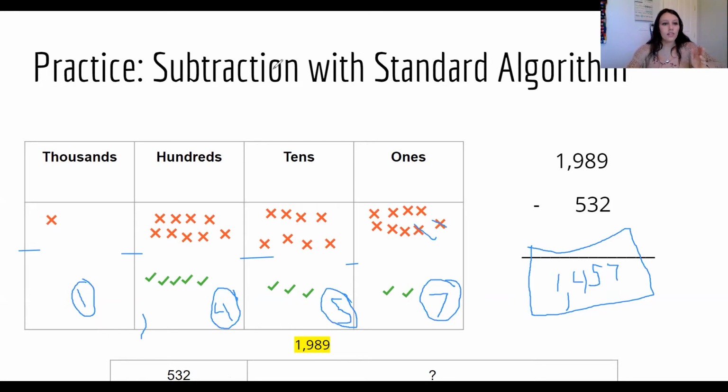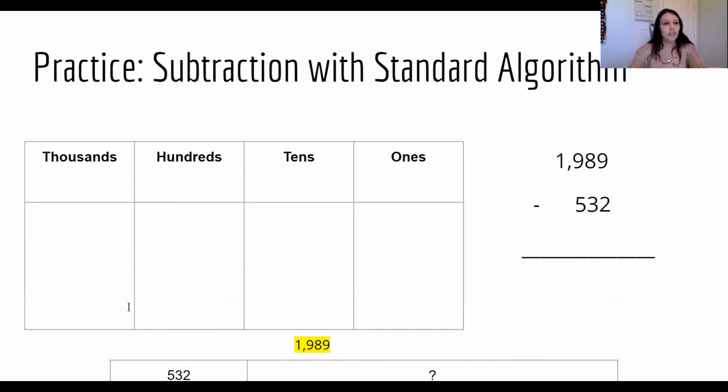If we knew that 532 was one of the parts, we just determined that our second part is 1,457, right? Because 1,457 plus 532 is going to give us our whole number of 1,989. Fantastic. So now let's move on and try another one together.